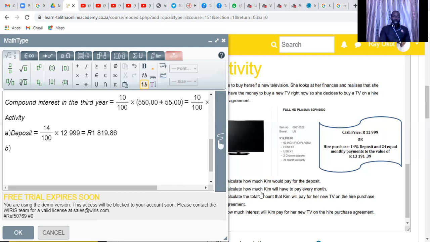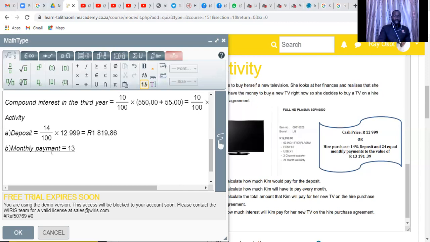Is to calculate how much Kim will have to pay every month. Now notice that after making the deposit, Kim has to make equal payments over a period of 24 months. And that money must add to what? 13,191. So the monthly payment, okay? We say the monthly payment is going to be what?